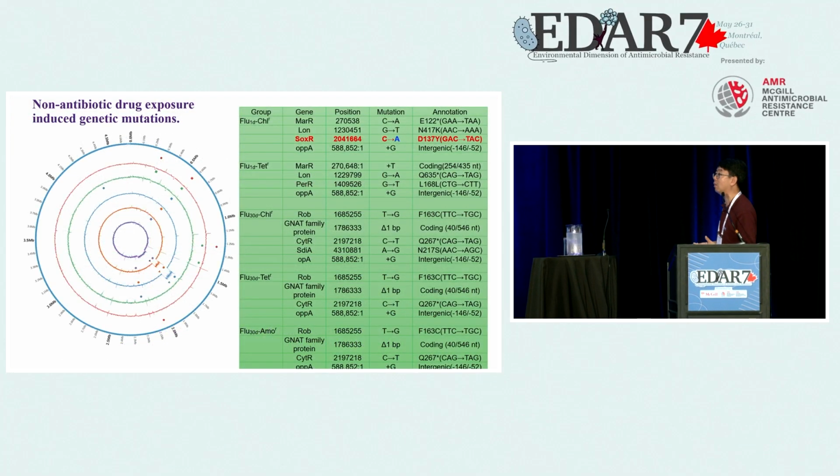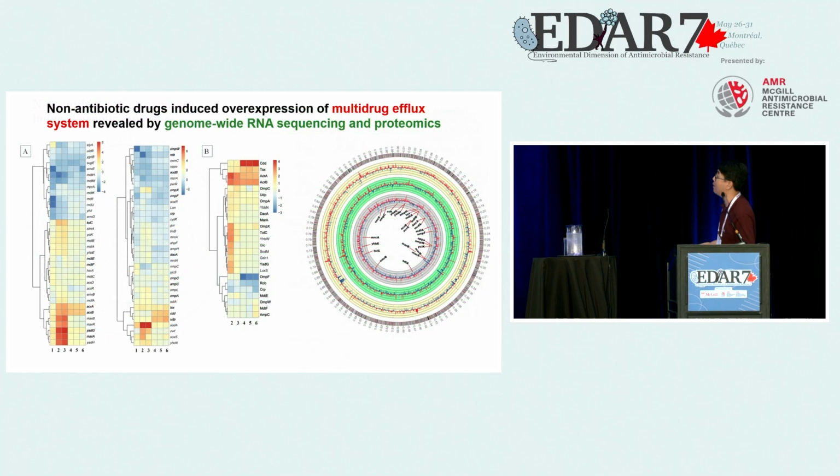Why is this happening? Because under exposure to this drug, we do have some SNPs. We have genetic mutations happening in the bacterial genome. So we ran whole genome DNA sequencing, and we can pick up some SNPs in the genome. Here, I don't want to go through the details, but we do have some evidence.